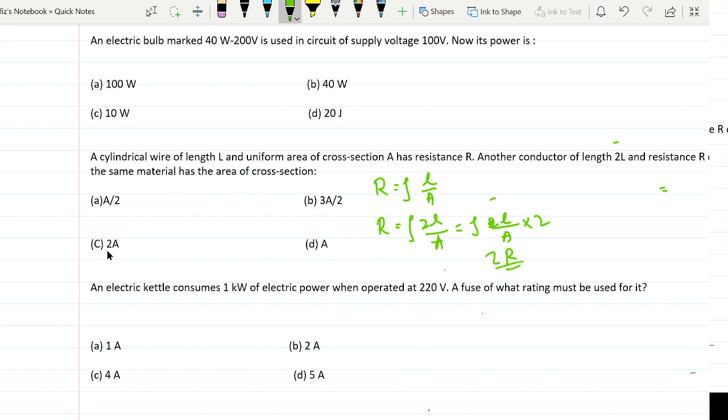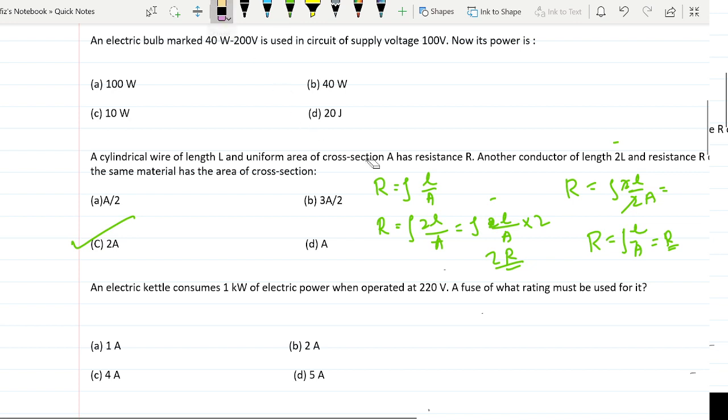So let us try with the third option, C option. R is equal to rho 2L divided by 2A. So the 2 gets cancelled. What remains? R is equal to rho L by A. Rho L by A value is R. So you got the answer here, which means option C is correct. Hope you all are following the points here. Now, children, moving on to the next question.